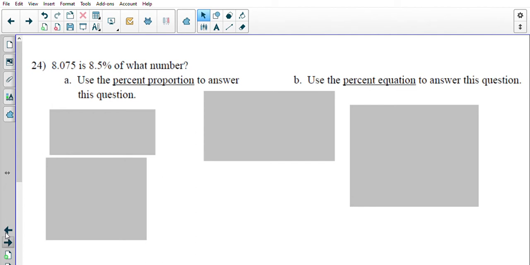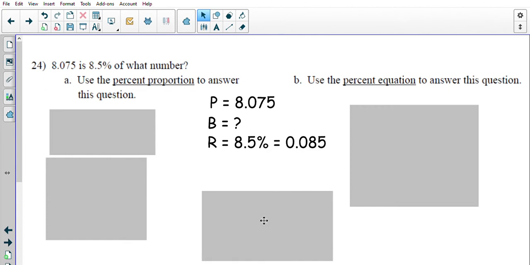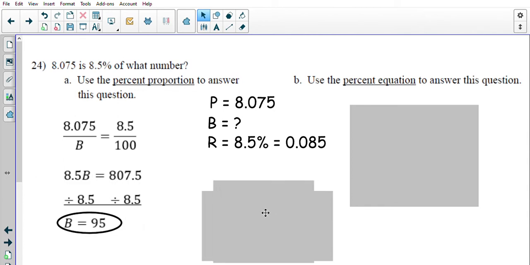All right, number 24. 8.075 is 8.5% of what number? 8.5% is R. That's 0.085. 8.075 is the part. So if I do P over B, that's going to be 8.075 over B equals 8.5 out of 100. When you cross multiply to solve, you get that the base is 95.